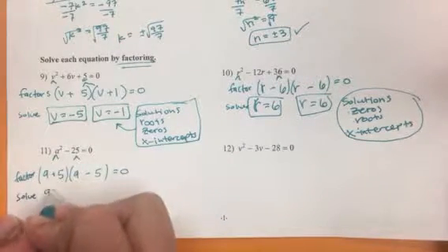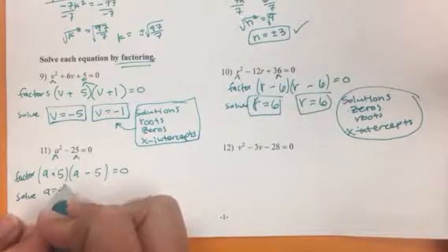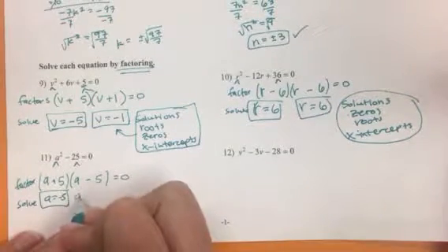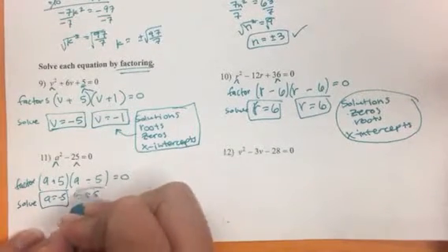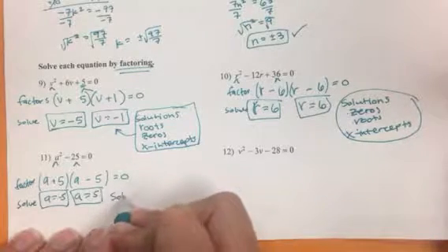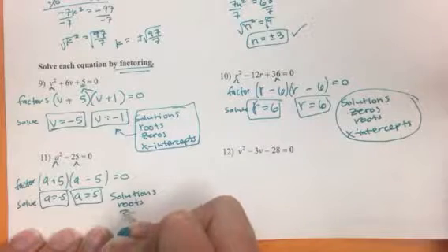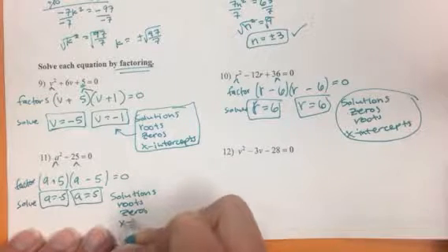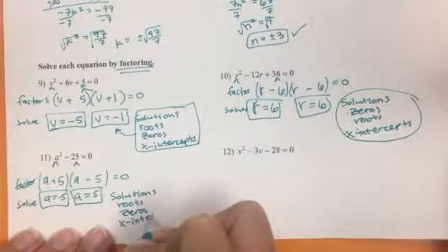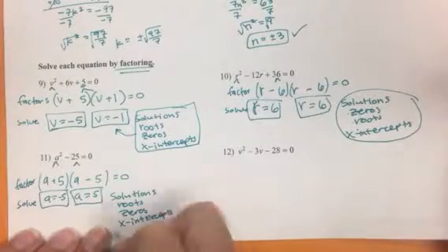Solve. a equals negative 5 in the first factor when I solve it. a equals a positive 5. Those are the solutions, roots, zeros, or the x-intercepts. They're all the same meaning.